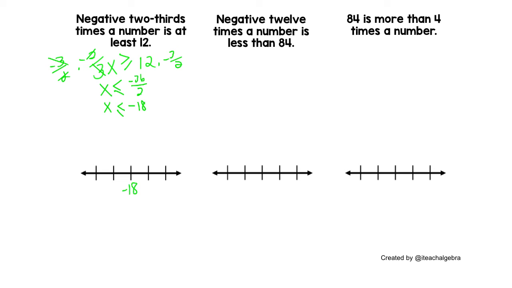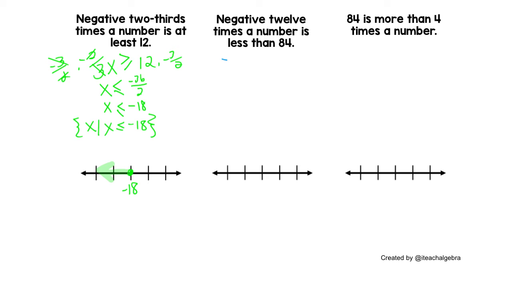So -18 is the center of our number line. It's going to get a dot on -18, and we'll shade to the left. I forgot the set builder notation. Let's do that real quick. And that should do it.